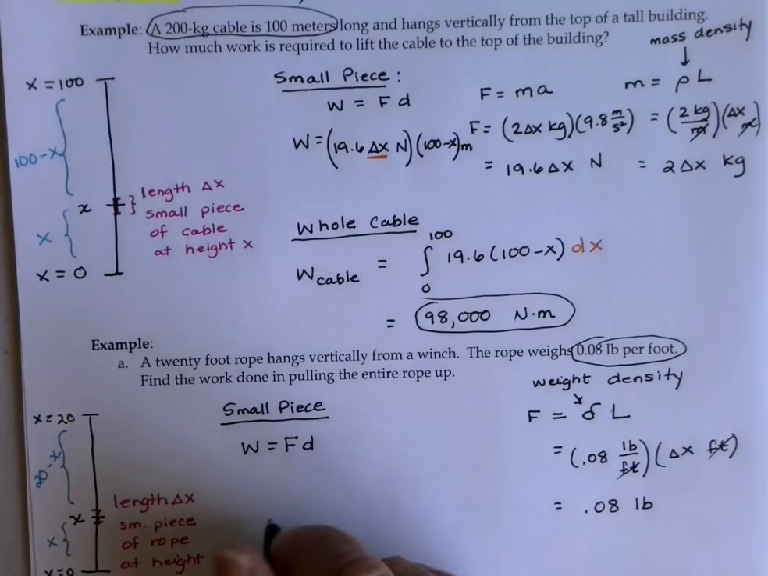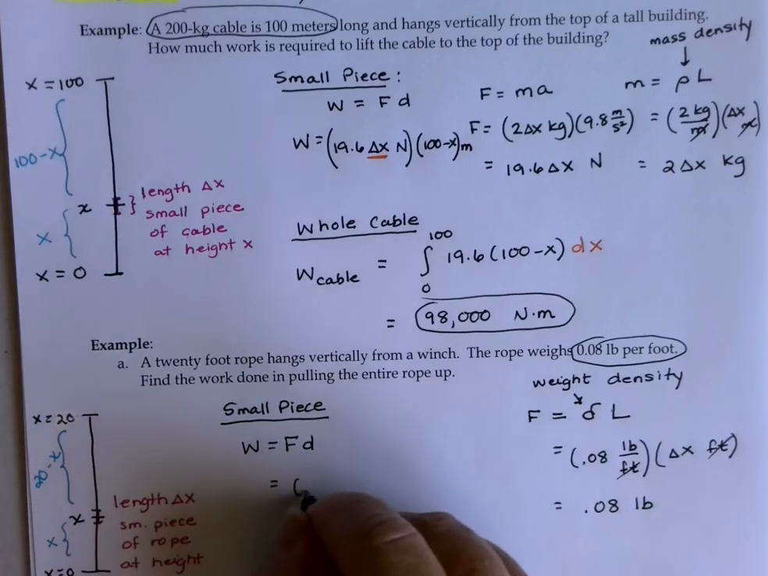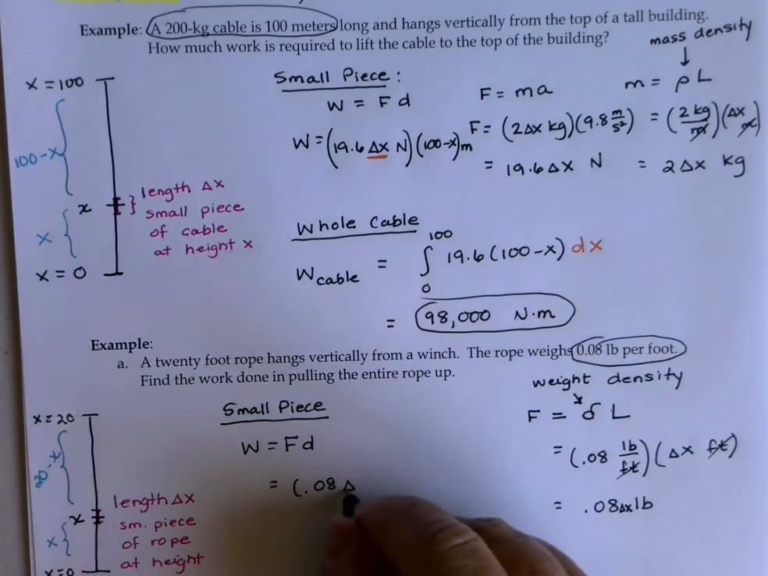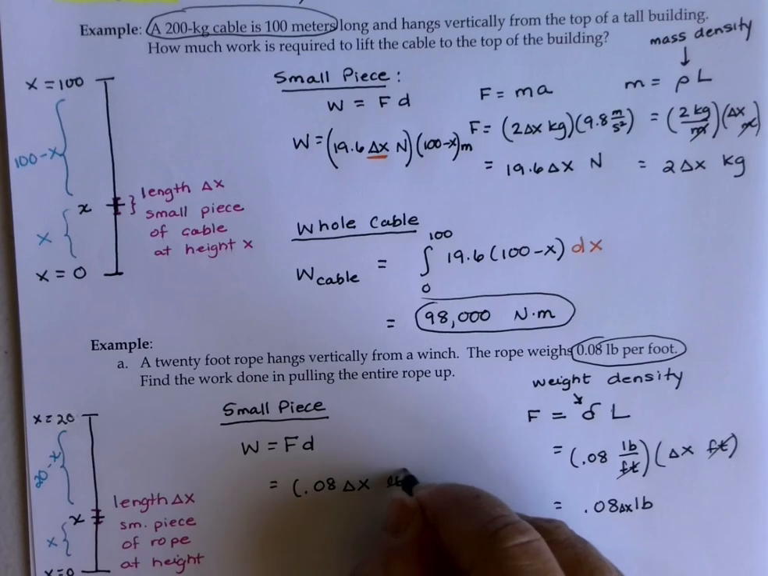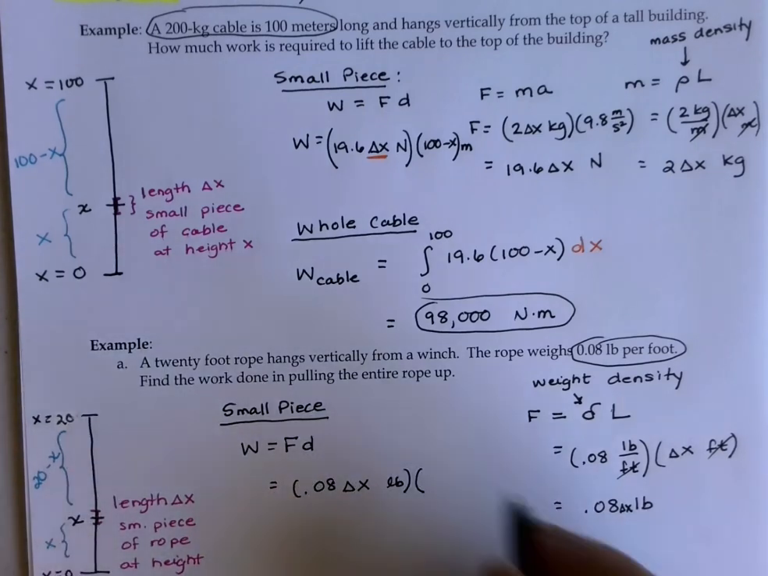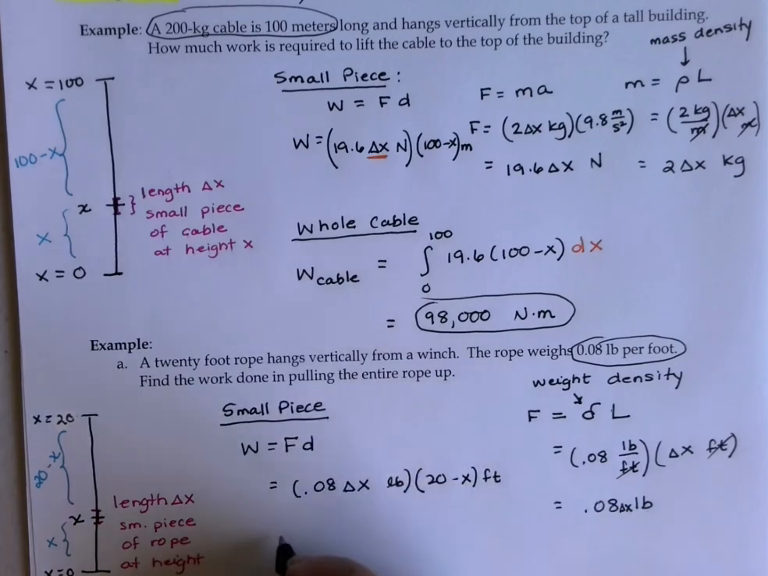All right, so let's see. I think we know everything. We know that our force was 0.08 delta x pounds. Our distance is the 20 minus x feet. And so there's my expression for a small piece of work.